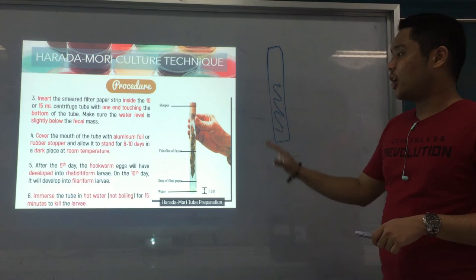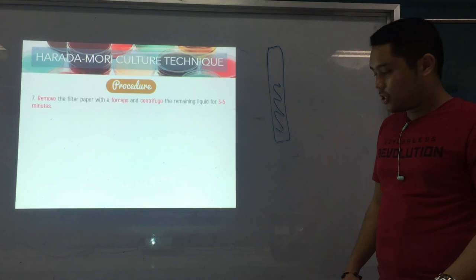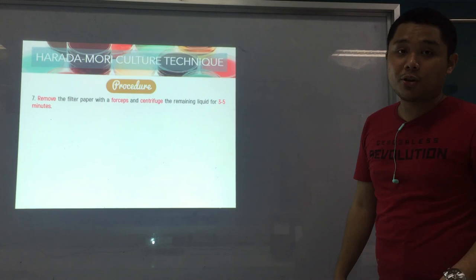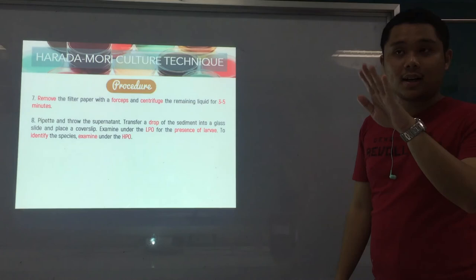Again, we'll provide a video for the laboratory activity on how to make it. Next is, of course, after you put it in hot water, you then remove the filter paper and dispose of it properly, and the liquid that remains in the tube, we then subject to centrifugation. After centrifugation, we throw off the supernatant and examine the sediment for the presence of any larva under LPO. And if you want to confirm, you then shift to HPO.